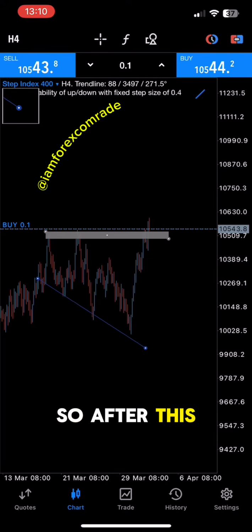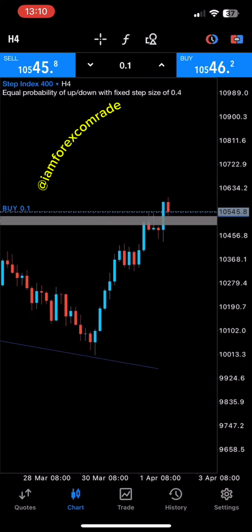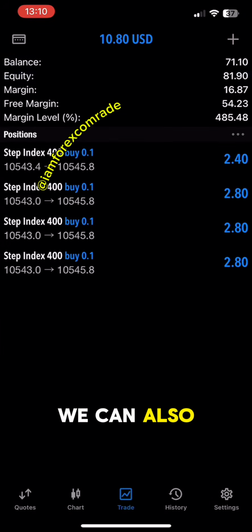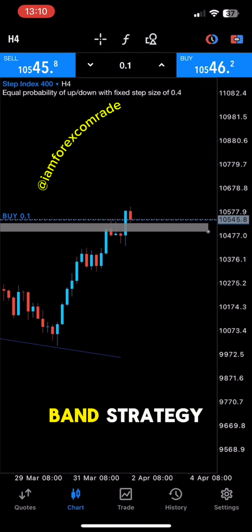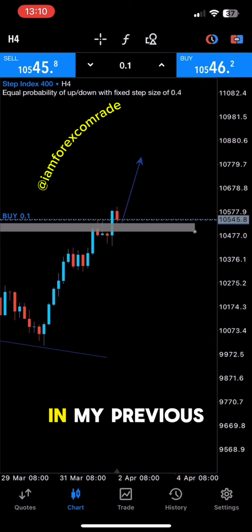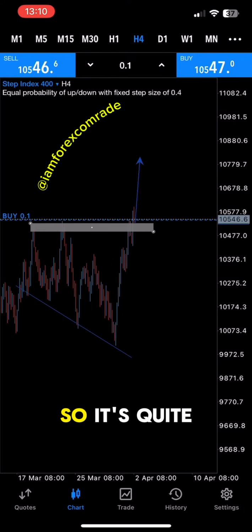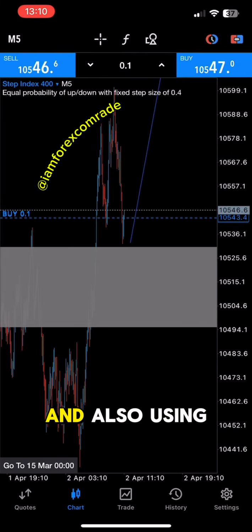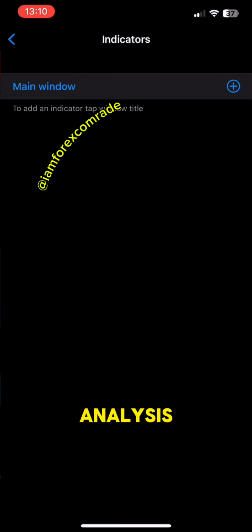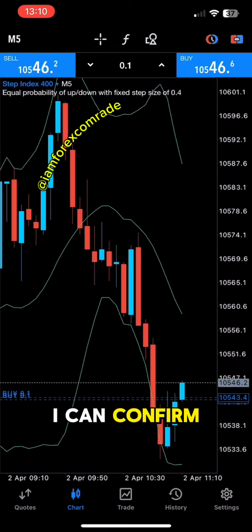So after this breakout, we then look for other confirmations. We can also utilize the Bollinger Band strategy, as I showed you in my previous trades. So it's quite easy. And also using the top-down analysis, I've moved it to 5 minutes to make sure that I can confirm the trade.